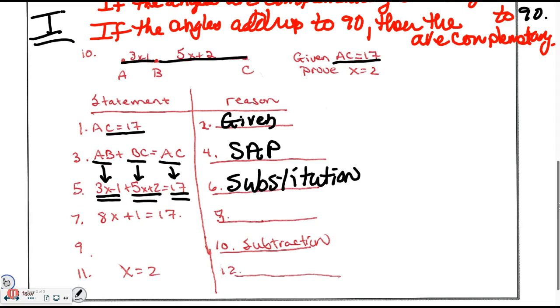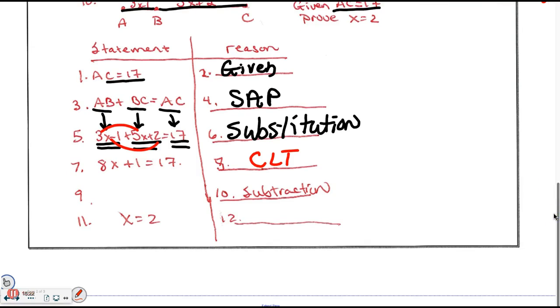Okay? For these algebra ones, what you do is write the name of the property. If you substitute, it's substitution. If you combine like terms, which is on this next one, you write combine like terms, or CLT. Now it says subtraction was used. Well, what would you subtract over here? You'd get 8x equals 16 as your statement.